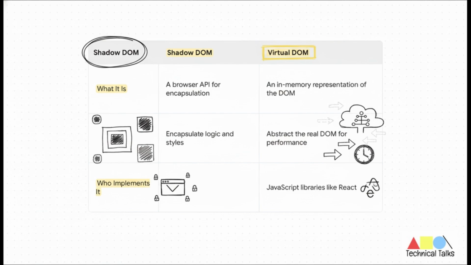The virtual DOM, on the other hand, that's React's secret sauce. It's a copy of the real DOM that lives in memory, allowing React to figure out the most efficient way to make updates. They're two very different, very specialized tools.